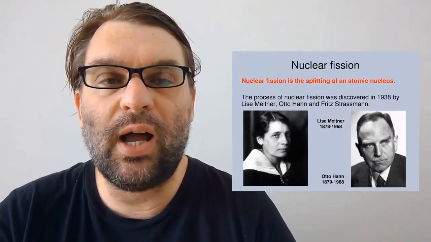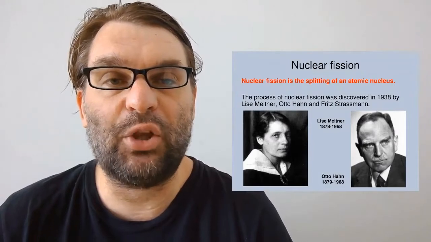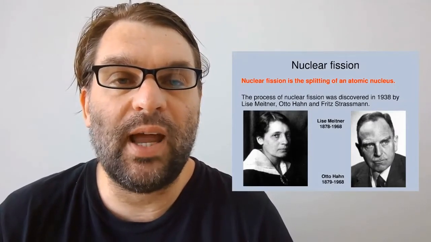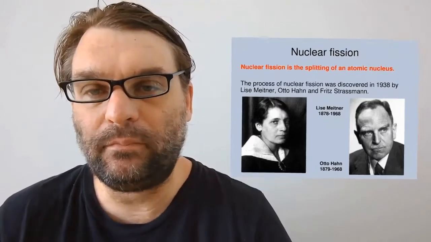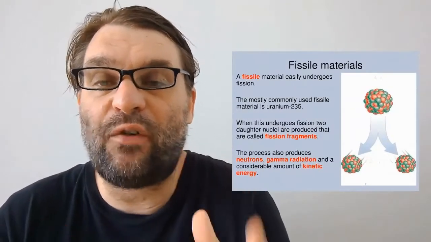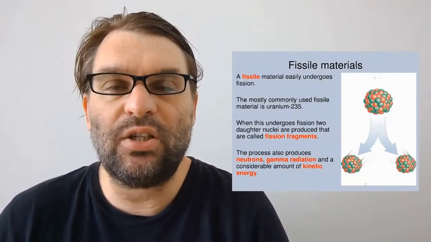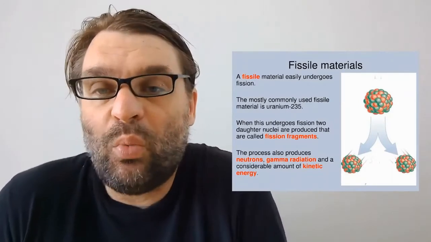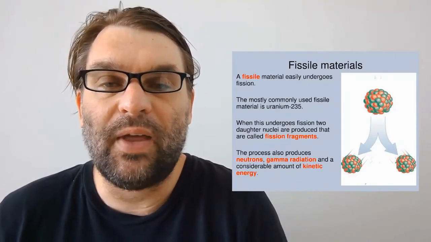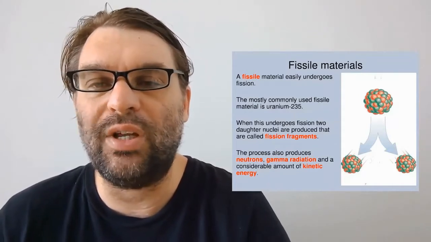So nuclear fission, basically it's the splitting up of an atomic nucleus, and it was first discovered by three scientists in 1938: Lise Meitner, Otto Hahn, and Fritz Strassmann. In terms of nuclear fission, the first thing you have to do is find a nuclide that can undergo nuclear fission. This is known as fissile material, and the most common one is uranium-235, which splits to form fission fragments. They can be neutrons, gamma radiation, a lot of energy, and daughter nuclides.